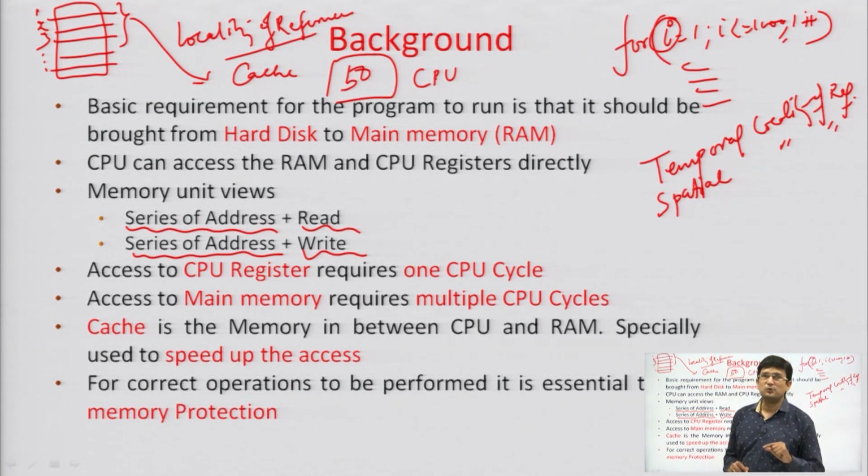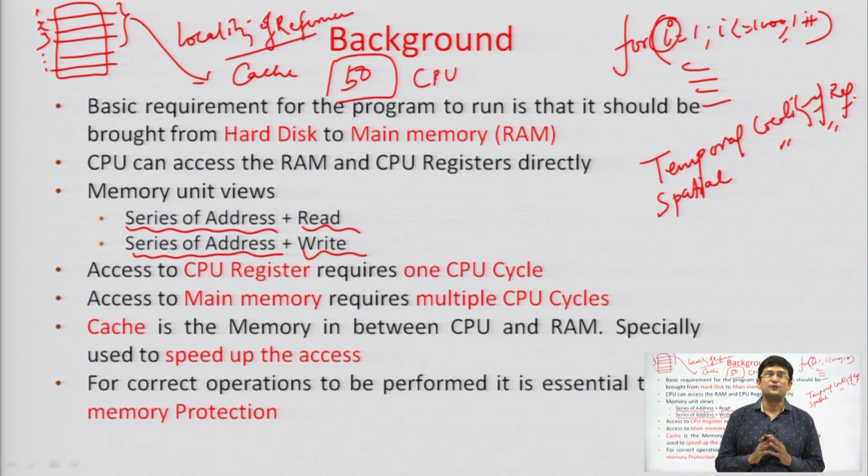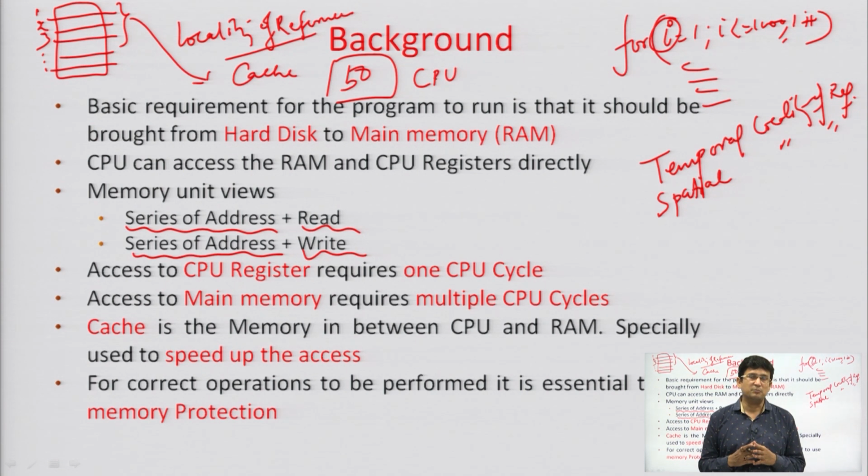The CPU can access the registers in one cycle, but the CPU will have to involve multiple cycles for reading the instructions from the RAM. This is because we have to bring a lot of data from the main memory.